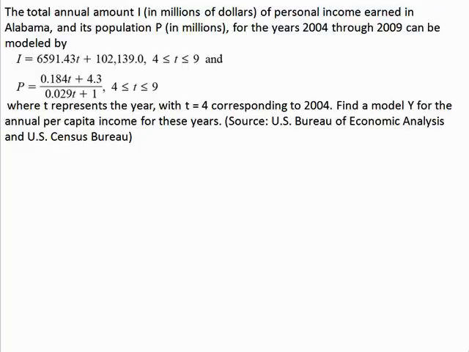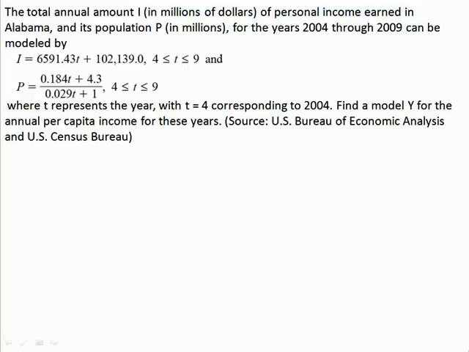The total annual amount, I, in millions of dollars, of personal income earned in Alabama, and its population, P, in millions, for the years 2004 through 2009 can be modeled by I equals 6,591.43 T plus 102,139, where 4 is less than or equal to T, which is less than or equal to 9, and P equals 0.184 T plus 4.3, divided by 0.029 T plus 1, where 4 is less than or equal to T, and T is less than or equal to 9, where T represents the year, with T equals 4 corresponding to 2004.